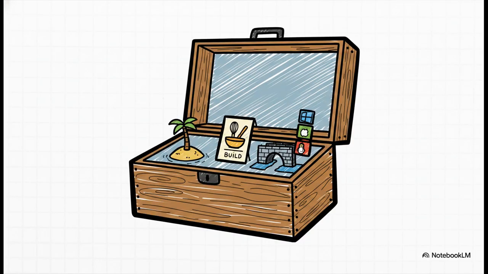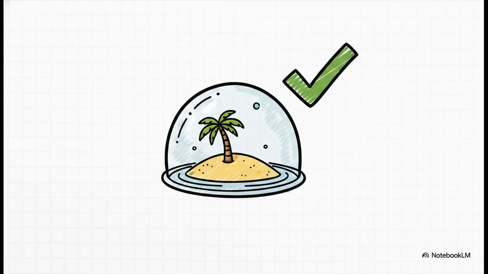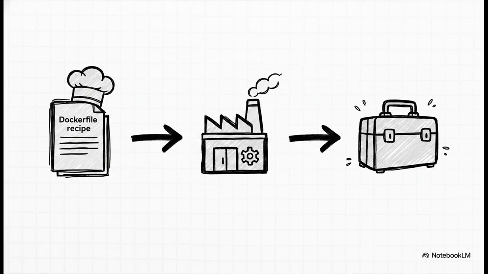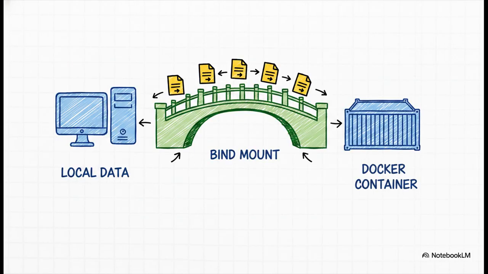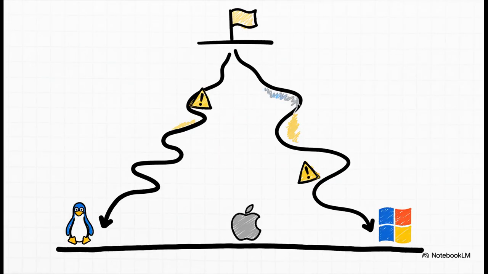All right, let's put it all together. Here's your new Docker toolkit. First up, isolation. That's your island that guarantees your code runs the same everywhere. Next, you've got build. That's your recipe, the Dockerfile for creating custom portable tools. Then there are bind mounts. This is the bridge that gets data in and out of your container. And finally, OS awareness. This is just knowing how to avoid those pesky Mac and Windows pitfalls.